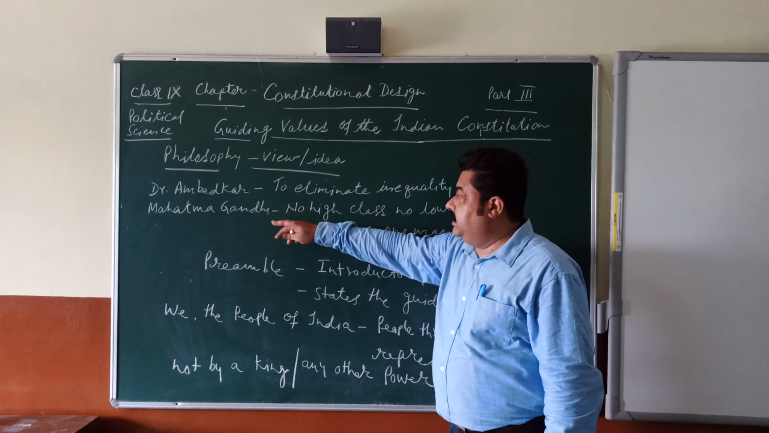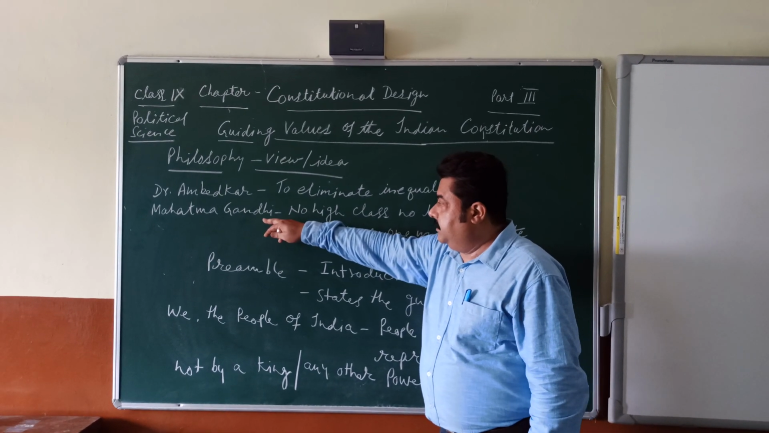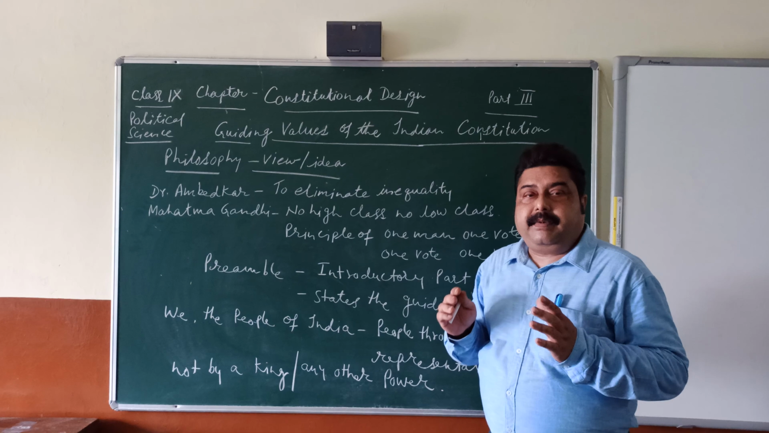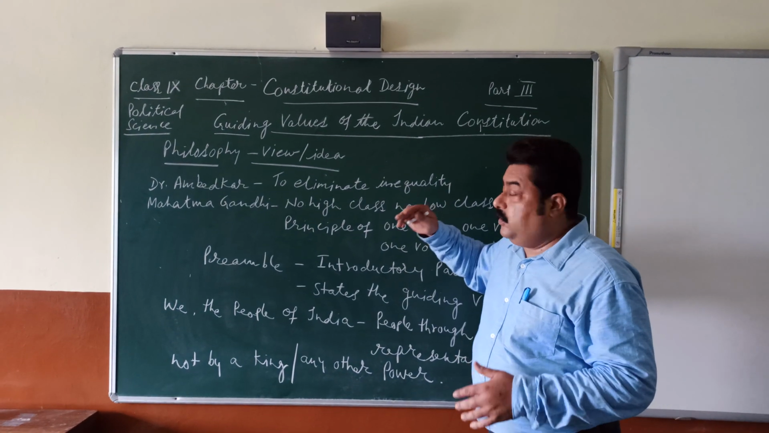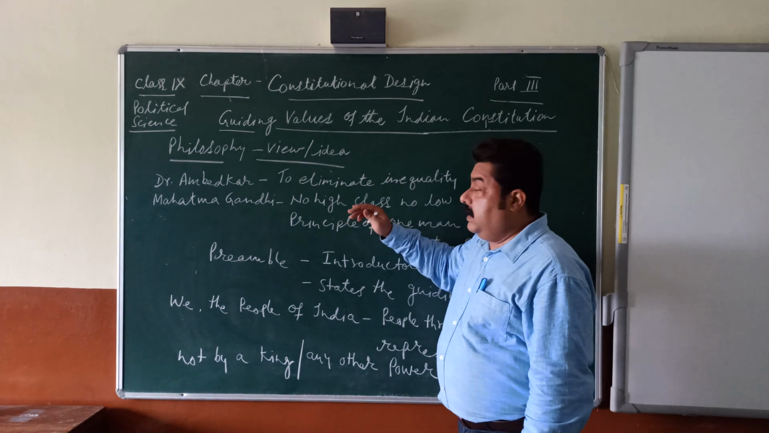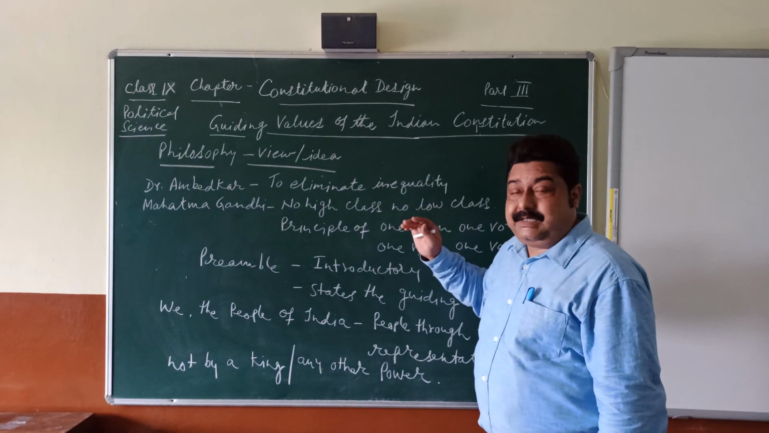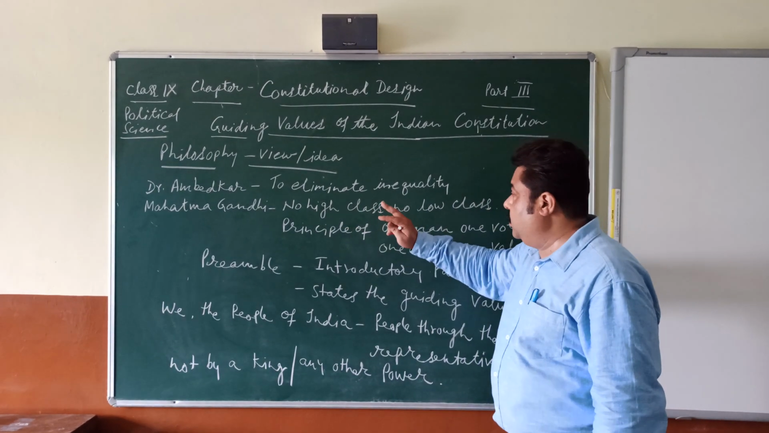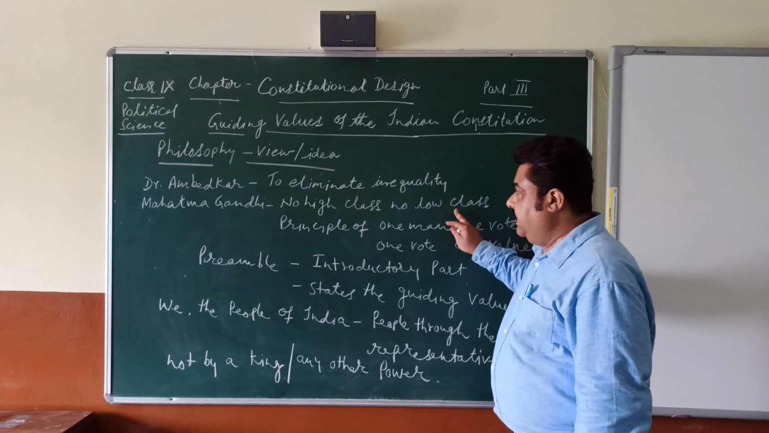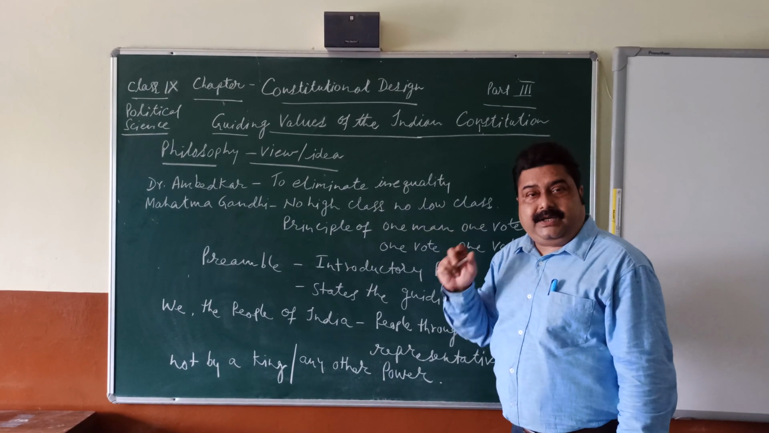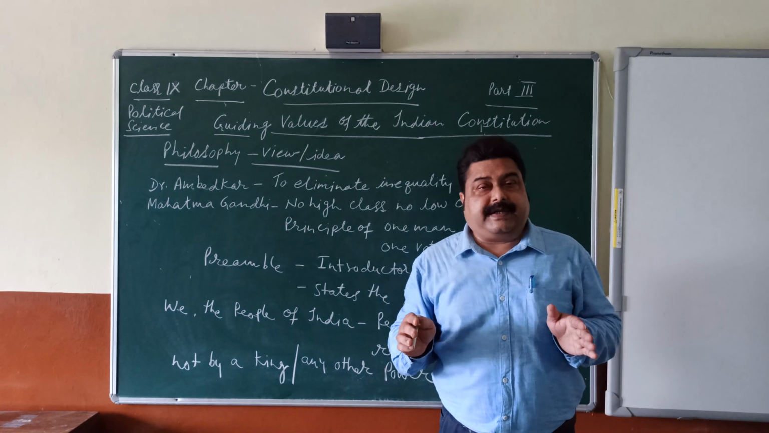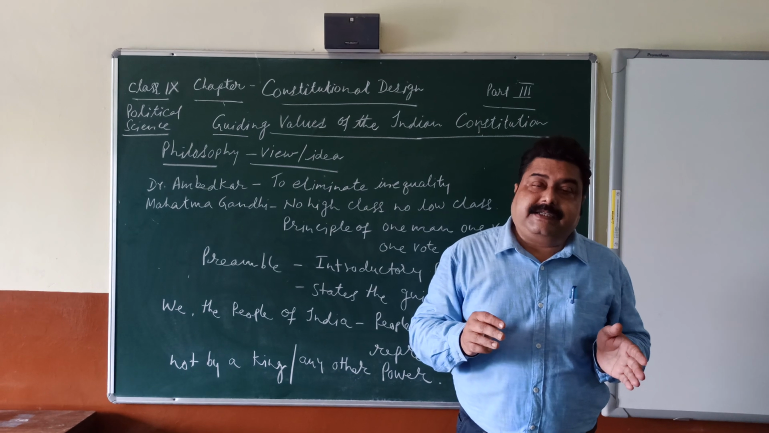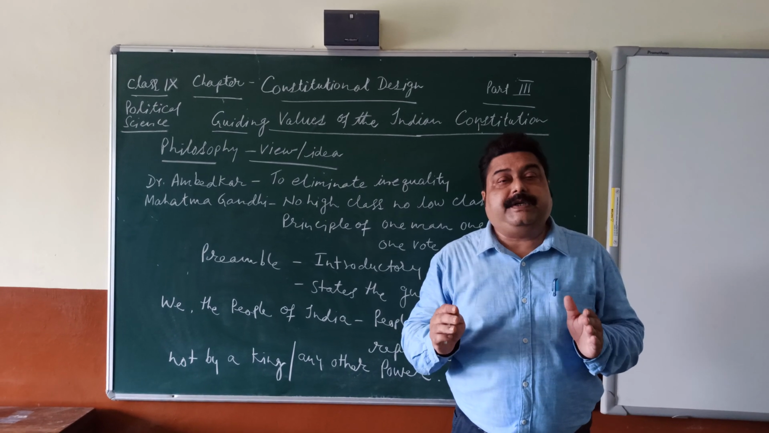After that, we come to the next figure, that was Mahatma Gandhi. Even though he was not a member of the Constituent Assembly, he was also in favor of establishing equality in society. According to him, there should be no high class, no low class. It means all should be treated equally. No preference, no privilege should be given to the people of the high class, and no disadvantages should be given to the lower class. All should be treated equally.